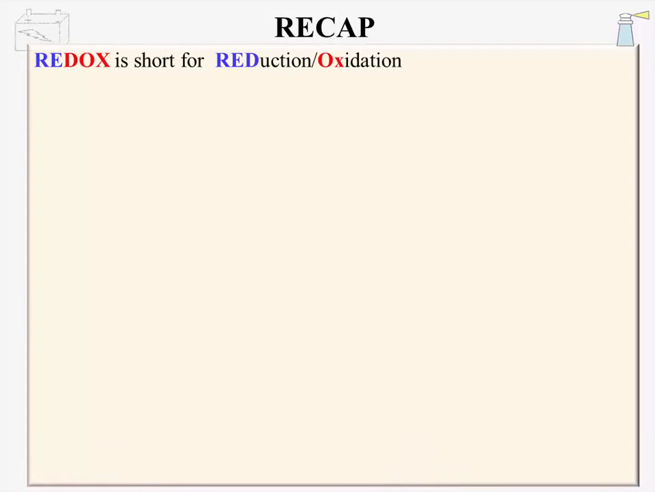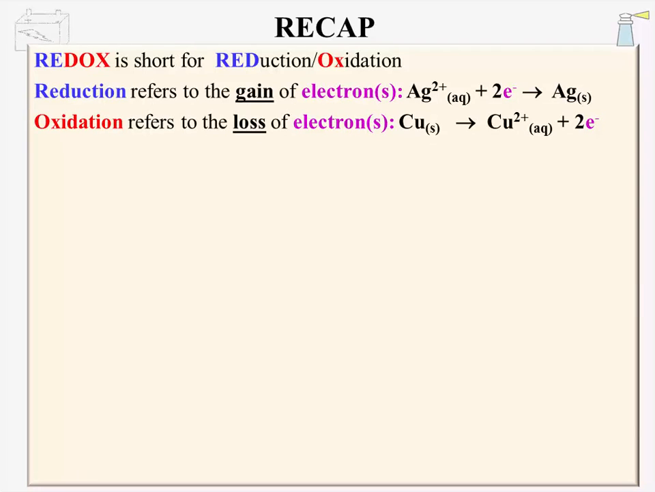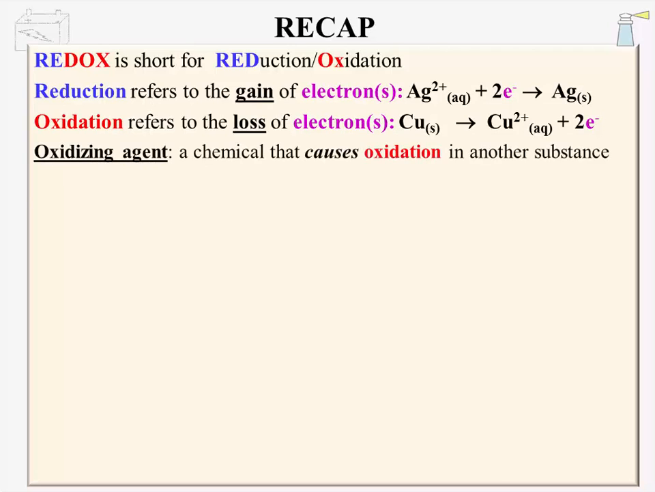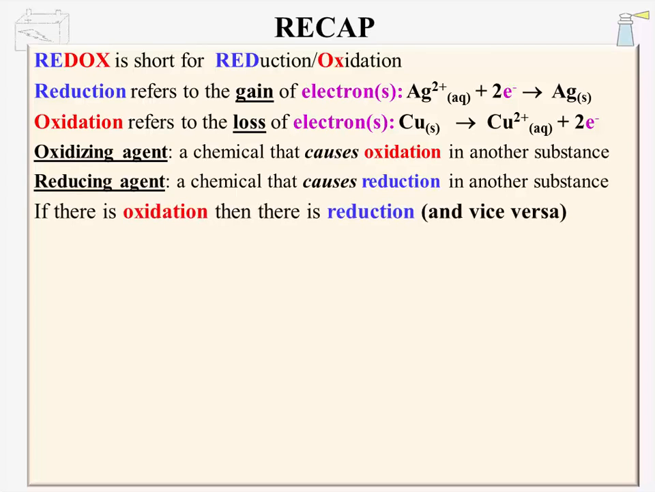As a recap, redox is short for reduction and oxidation. Reduction refers to the gain of an electron or electrons. Oxidation refers to the loss of an electron or electrons. An oxidizing agent is a chemical that causes oxidation in another substance. A reducing agent is a chemical that causes reduction in another substance. If there is oxidation, then there is reduction, and vice versa. They come in a pair.